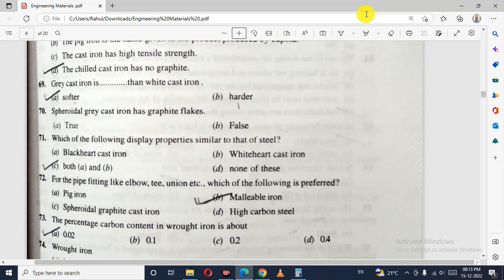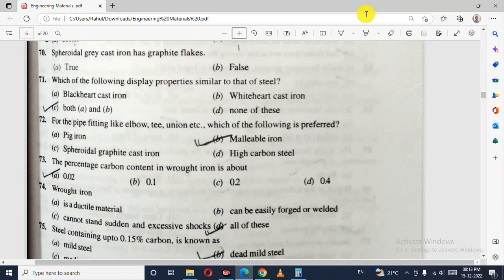The percentage of carbon content in wrought iron is about 0.02. Wrought iron is ductile, can easily be forged or welded, and cannot stand excessive shocks.